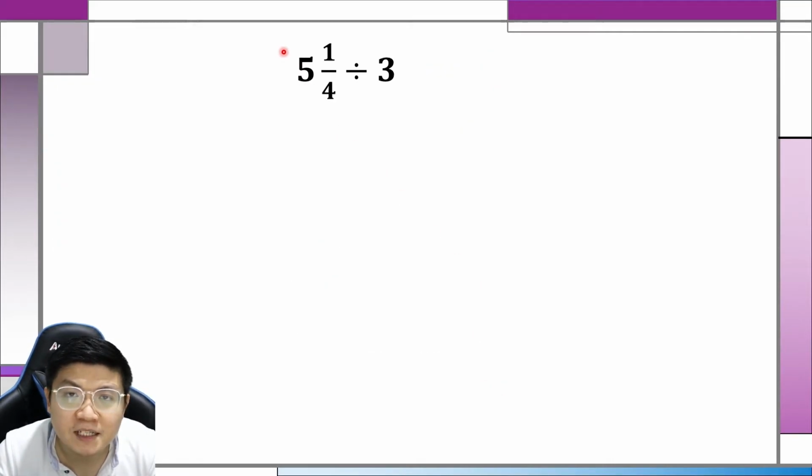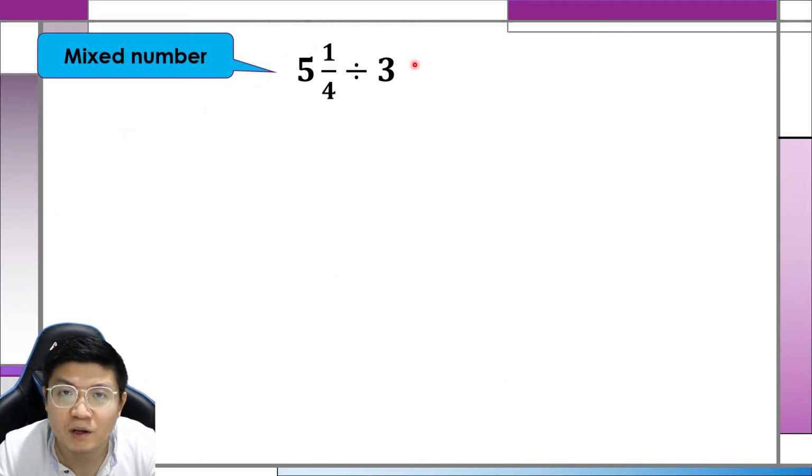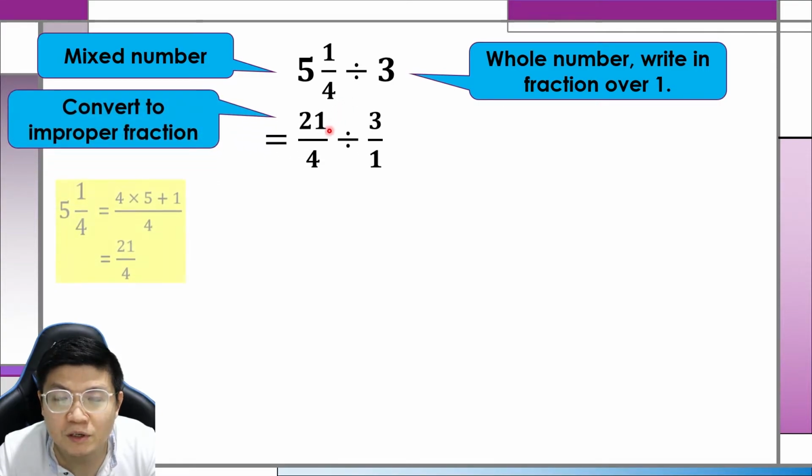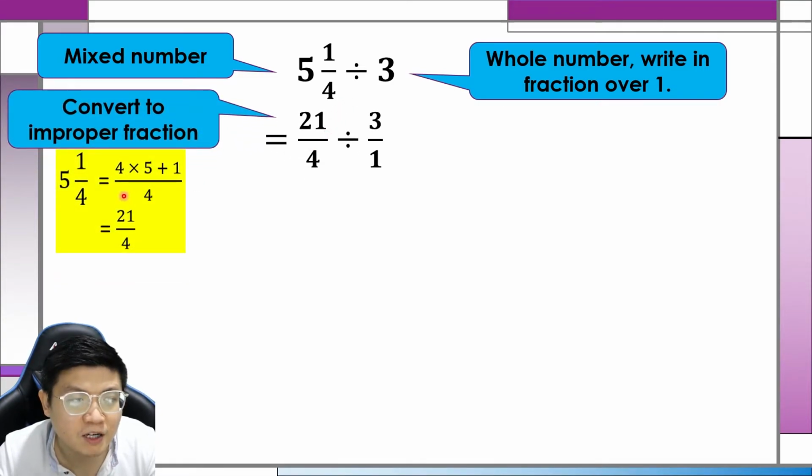Next one, a mixed number divided by a whole number. So remember, if divided by a whole number, you need to write it as a fraction over 1. On the left hand side, the mixed number, you convert it into an improper fraction by doing 4 times 5 plus 1 over 4. 4 times 5, 20 plus 1, which is 21 over 4. And this one, the whole number, you write as a fraction over 1.